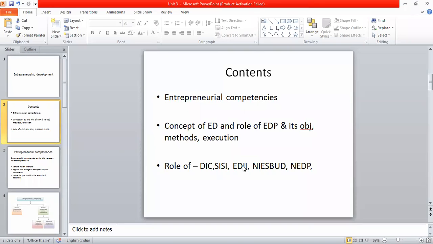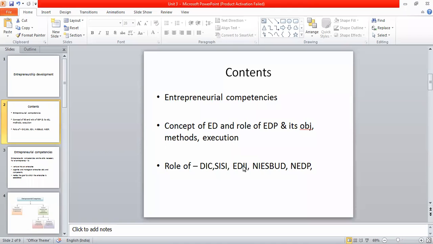Now, this particular unit, unit three, is about knowing the entrepreneurial competencies. So, as an entrepreneur, what qualities, though we have seen them, but again we would be learning about those competencies.